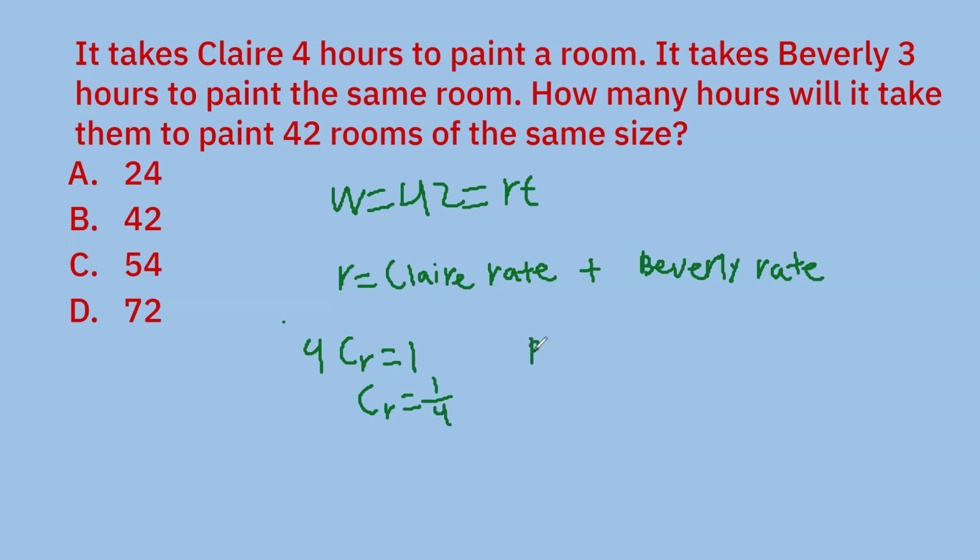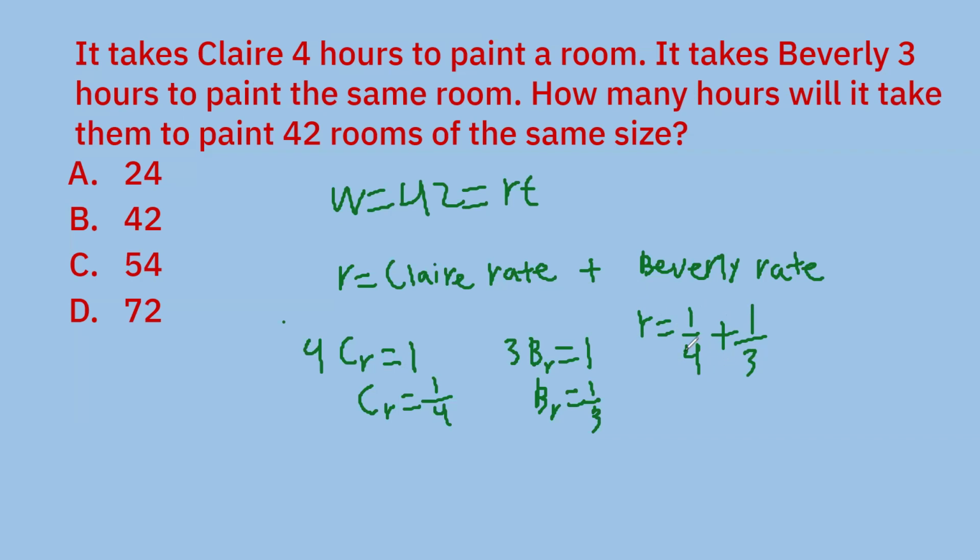Now Beverly, so BR times 3, because it takes 3 hours, equals 1 room. So BR equals 1/3. So together, so then you do R equals 1/4, which is Claire's, right? I'm going to make that 4 look like a 4, not like a 9, plus 1/3, which is, oh wait, 1/4 is Claire's rate, sorry, and Beverly's rate is 1/3.